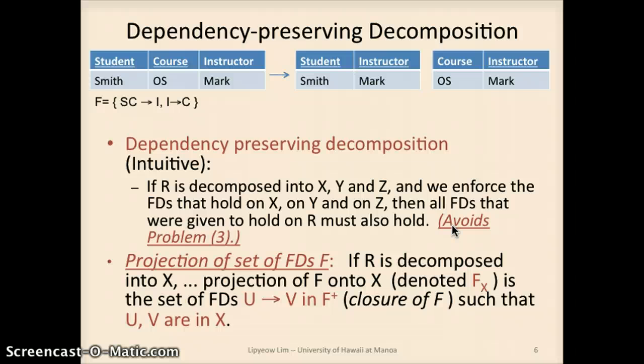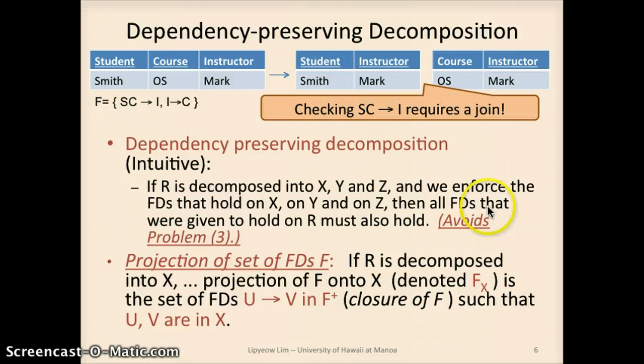Now, to define this rigorously and mathematically, I need one more concept, which is the idea of projection of a set of FDs. If R is decomposed into X, the projection of F onto X, denoted F subscript X, is the set of FDs U determines V in F plus, such that U and V are in X. This is not rocket science. It just says that only the FDs that contain the attributes in X can be in the projection.